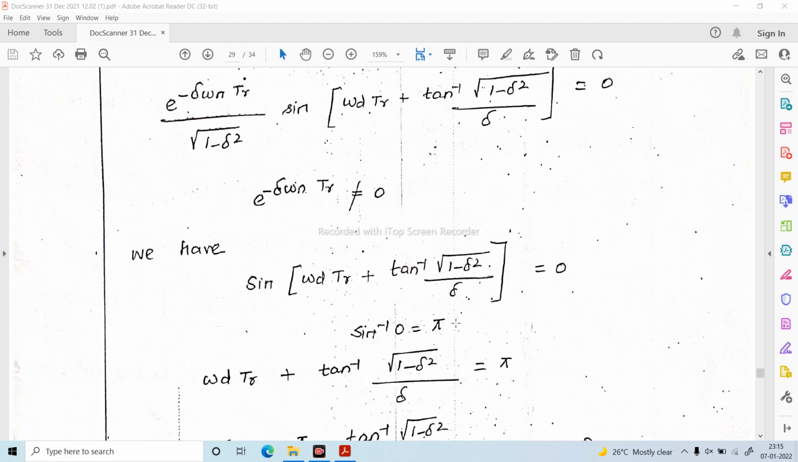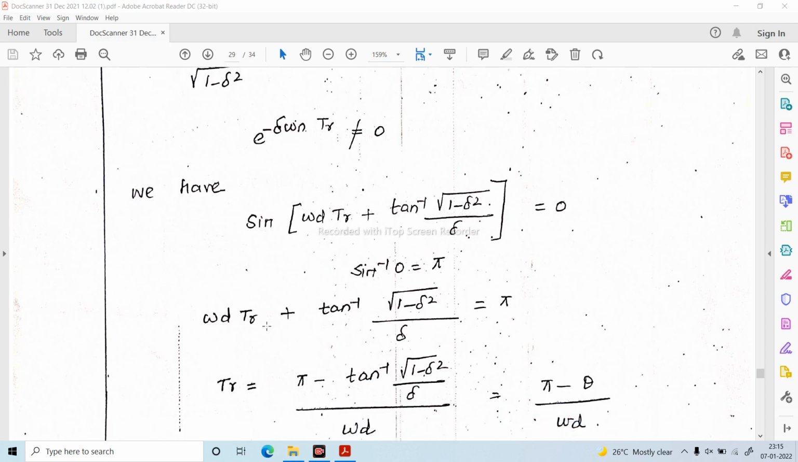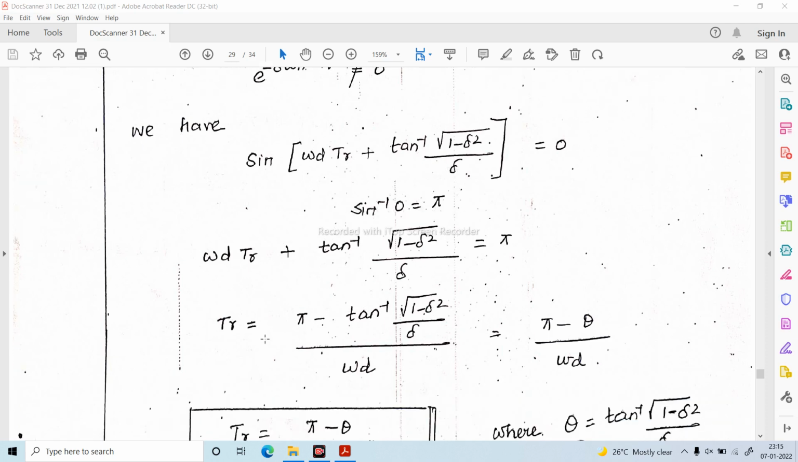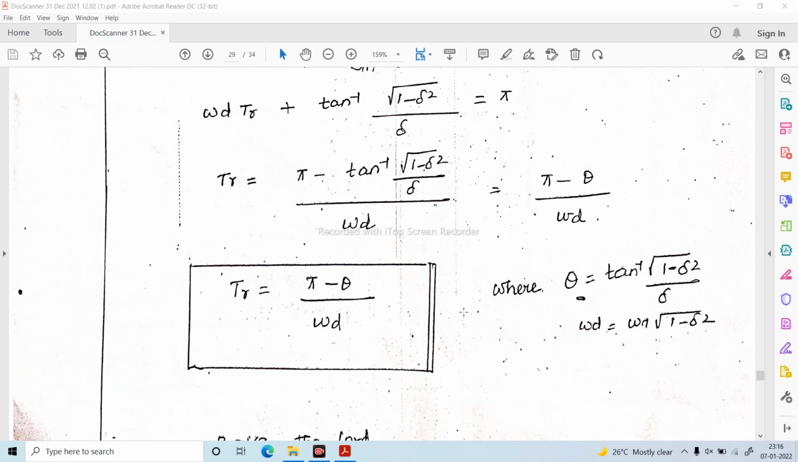What is sine inverse of 0? Here, the sine value equals 0 at n pi, that is pi, 2 pi, 3 pi and so on. So omega d tr plus tan inverse square root of 1 minus delta square by delta equals pi. Both sine terms get cancelled and pi remains. So from this, what is tr? tr is pi minus tan inverse square root of 1 minus delta square divided by delta, the whole divided by omega d. So the final answer: tr is pi minus theta by omega d. That is the rise time derivation.